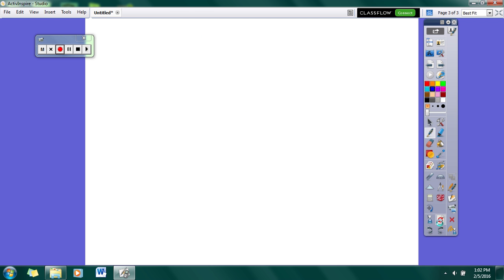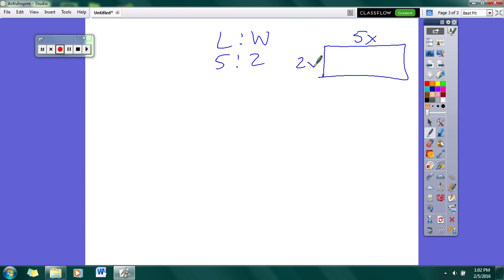2. So the length to the width is 5 to 2. That means if I had a rectangle, the length would be 5x and the width would be 2x. The reason I have an x is because I can multiply both 5 and 2 by any number as long as it's the same, and this will be the same ratio. Okay? We'll talk about that in the next lesson.